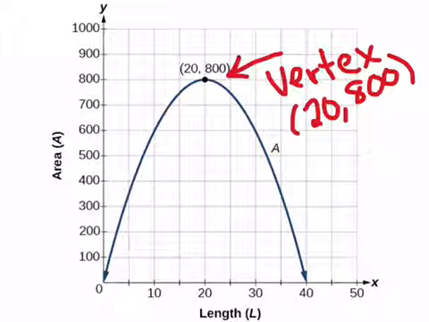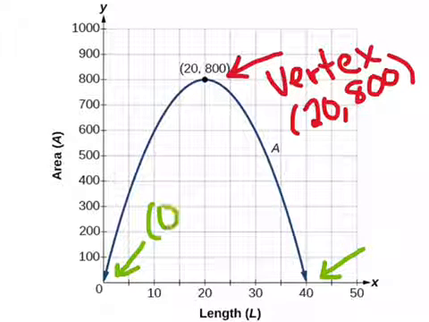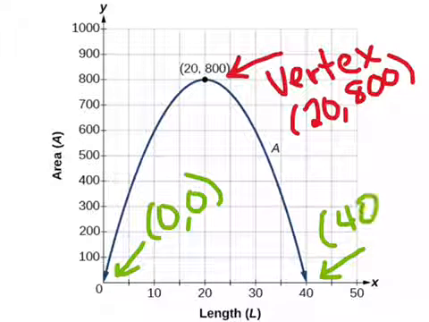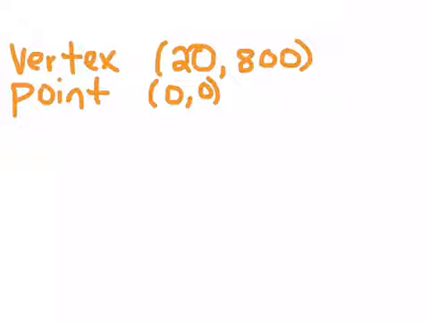If I asked you what the x-intercepts are, you would say, well, Dr. Spears, the x-intercepts are right there. So I have an x-intercept at 0, 0, and I have an x-intercept at 40, 0. Those are my two x-intercepts, and that's my vertex. So we could go ahead and write an equation with this information.